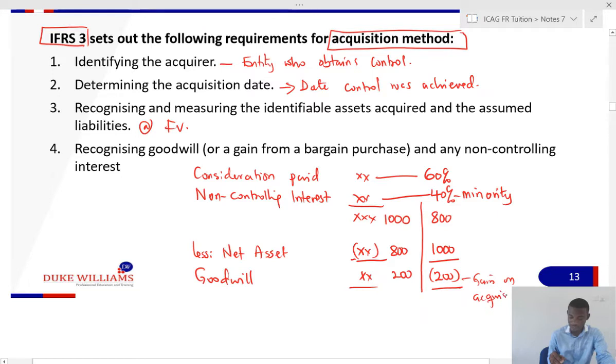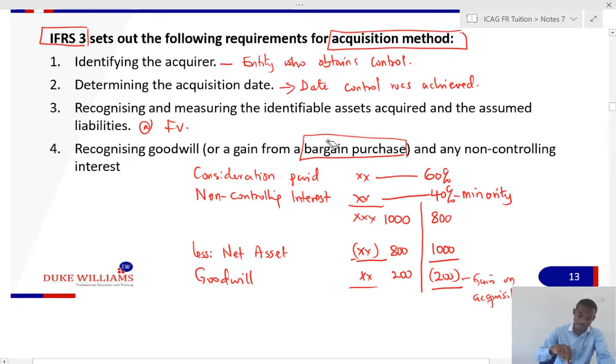And this gain on acquisition will go to the parent entity. It becomes a profit that will be immediately recognized in the consolidated P&L. In that case, we say it's a bargain purchase. A bargain purchase is where an entity is actually paying less than the actual value of the entity.